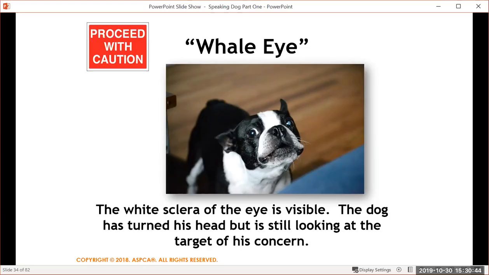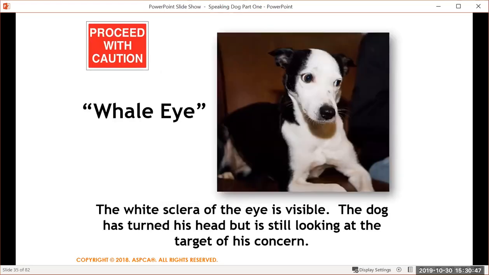Next slide, please. There's another example. So the dog is definitely paying attention to something, but is unwilling to make direct eye contact. That right there is enough to give you an idea that it's something you just want to pay attention to. Next slide.